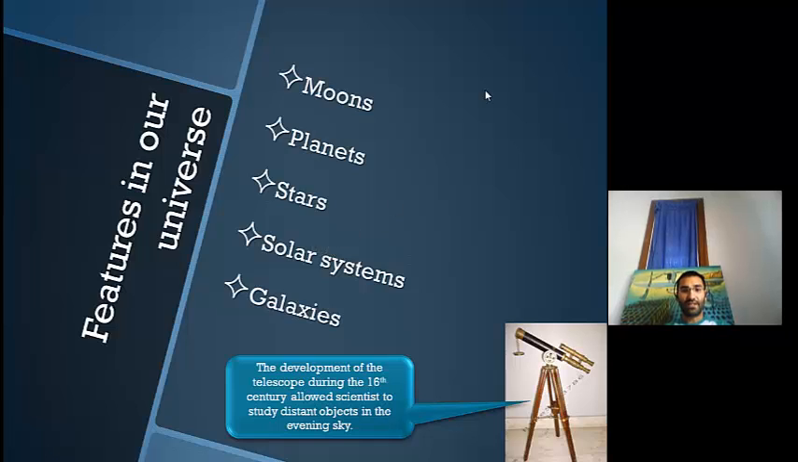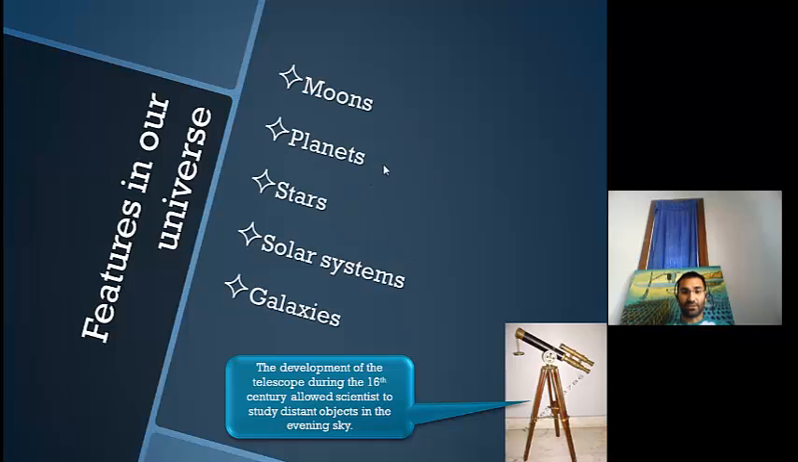There are five main features of the universe: moons, planets, stars, solar systems, galaxies. There are some others as well, but these are the main five that we're going to focus on. Most of these words you would have heard of already. What we're going to look at is just to give you a bit of a more scientific definition of what they are and also how they relate to each other.